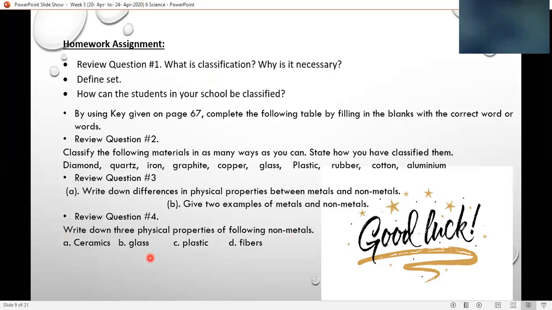Okay, good luck with your homework assignment. I hope you will do it, and I'm going to upload the chapter on classification of things in the resource file as well, so you can find the chapter there, and there will be no excuse that you don't have the book or other things.